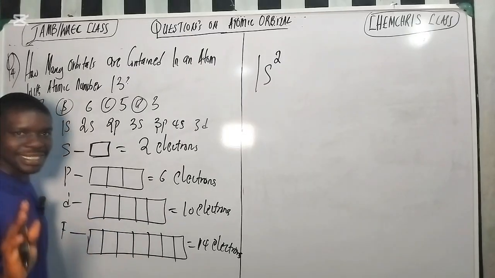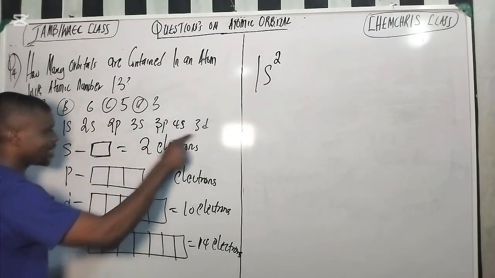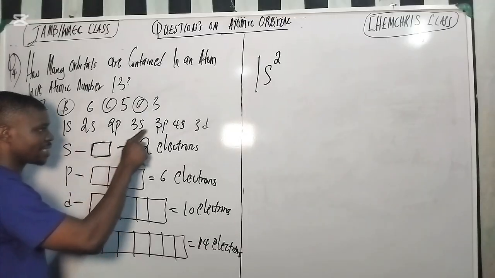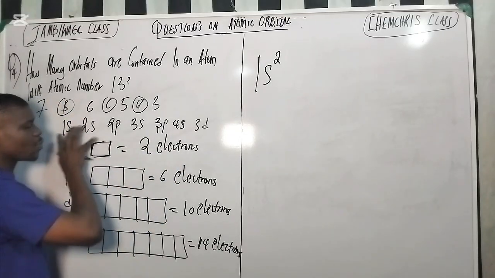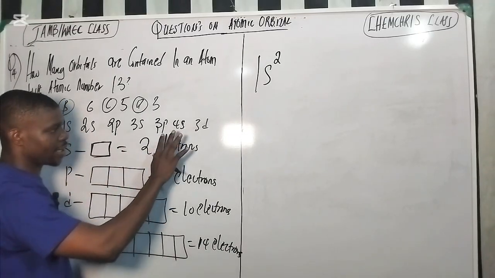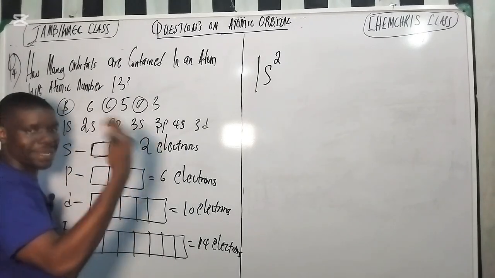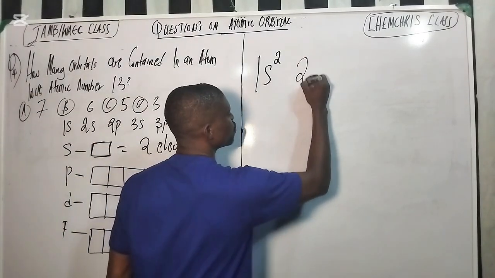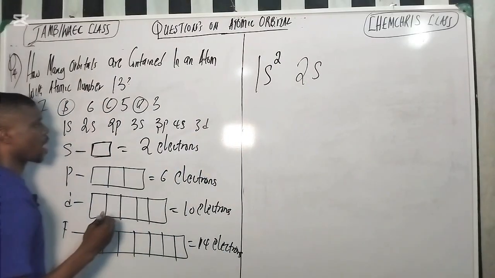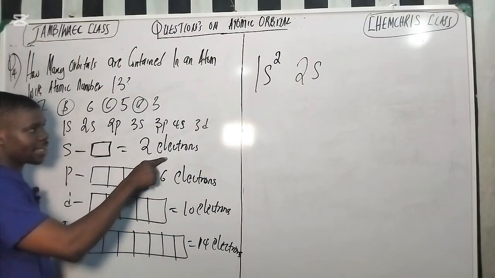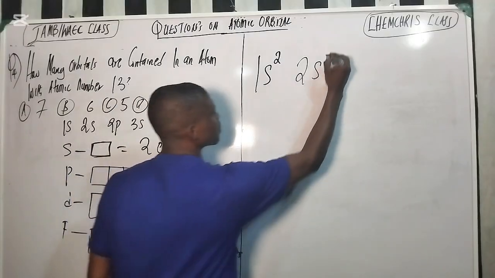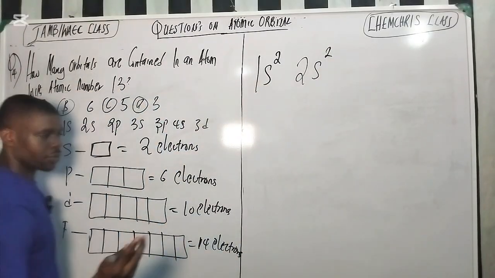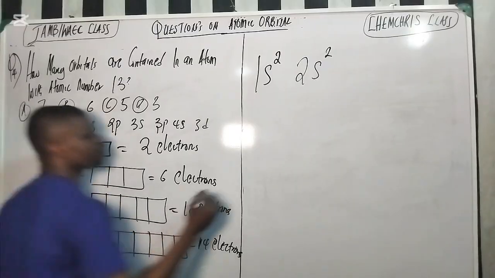Like I said, please know these things: 1s, 2s, 2p, 3s, 3p, 4s, 3d. They will not ask you questions beyond this. Do you understand? With this you can do so many things. Now let's look at our 2s. S can have 2 electrons, so 2 will be here. So out of the 13, I have used 4, right? Next is 2p.